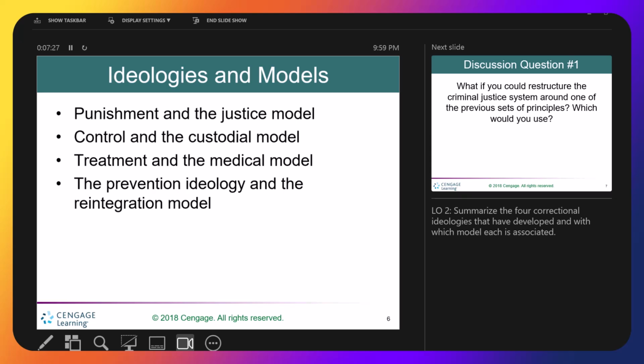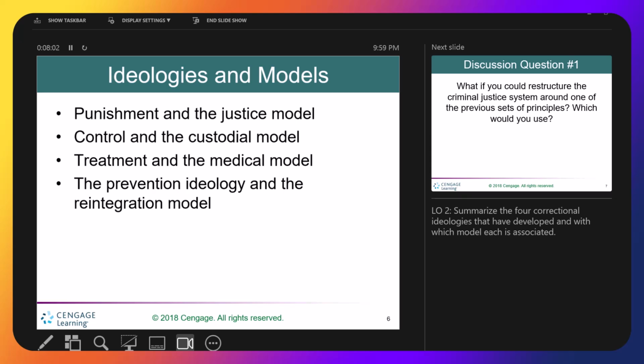Ideologies and models. First, the punishment and justice model. When people commit crimes, we find some kind of way to punish them, no matter what it may be. That is the justice model. The control and custodial model is where you take them and incarcerate them, lock them down. Again, you're thinking in terms of traditional jails and prisons.